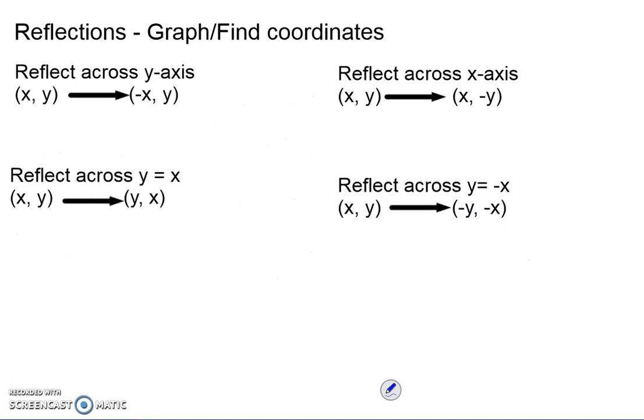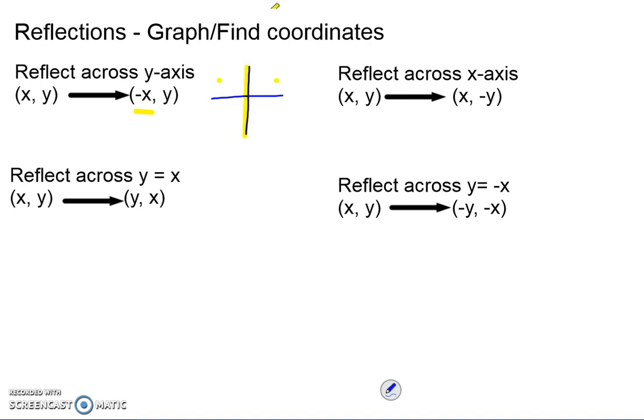So now let's look at reflections. You want to write down the general rules of what to do with your ordered pairs for reflections. When I reflect across the y-axis, think this is your coordinate plane. This is the y-axis. If you are over here and you end up at the exact same point over here, you are just changing your x value. So reflection across the y-axis is changing the sign of the x value.